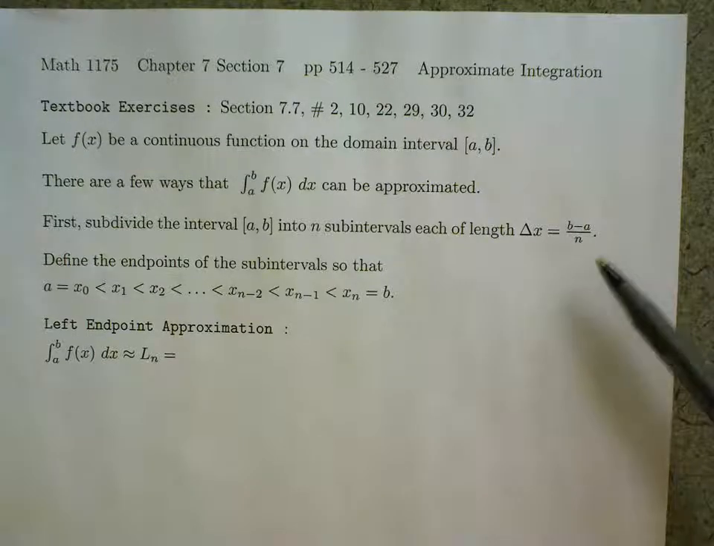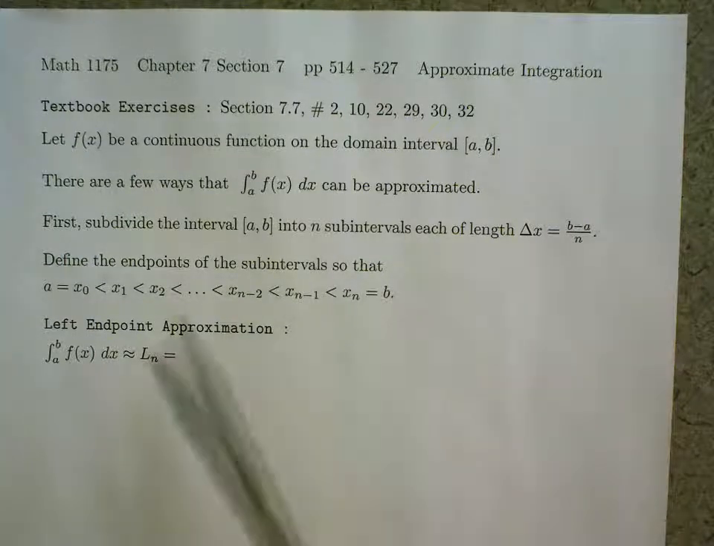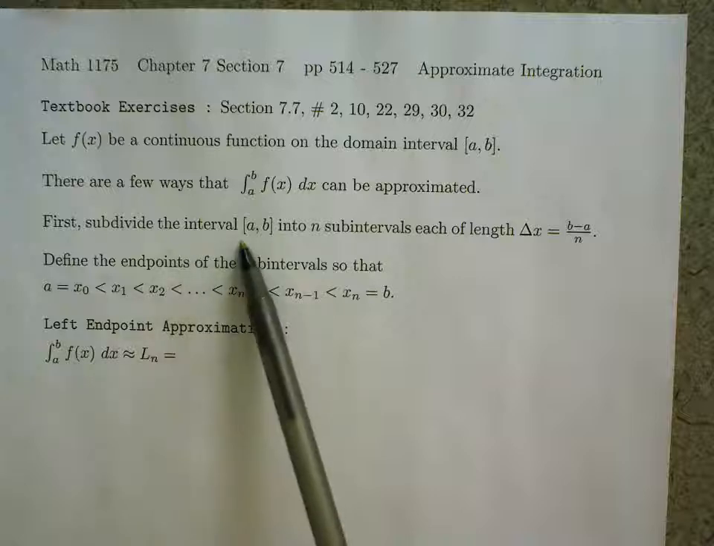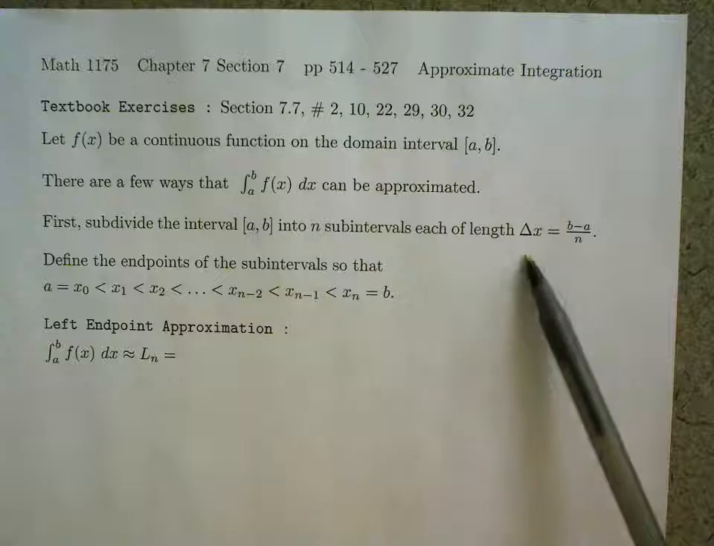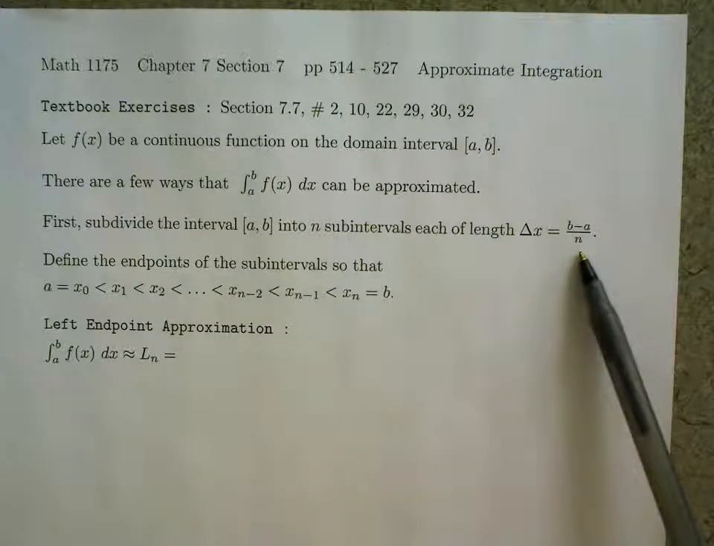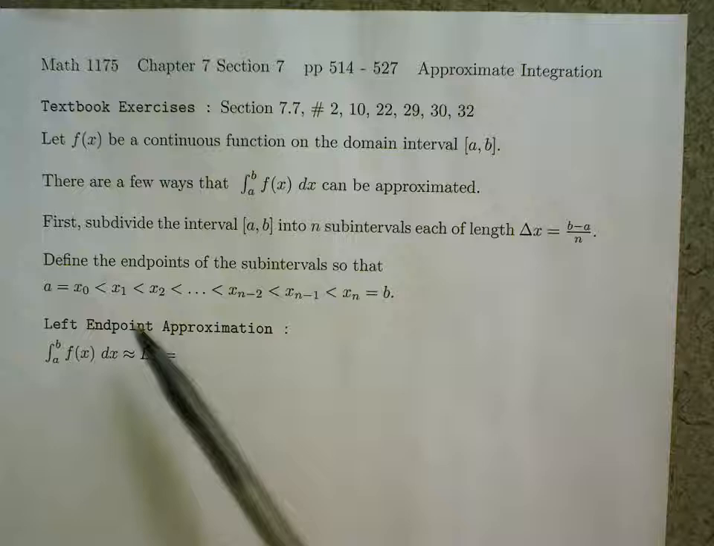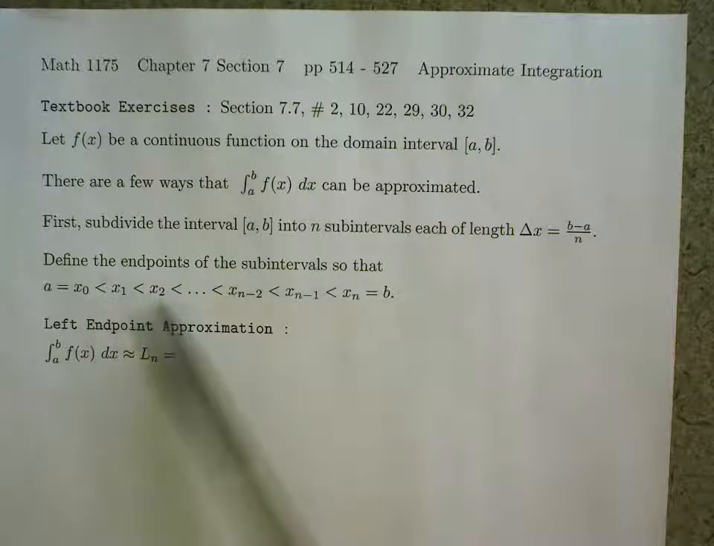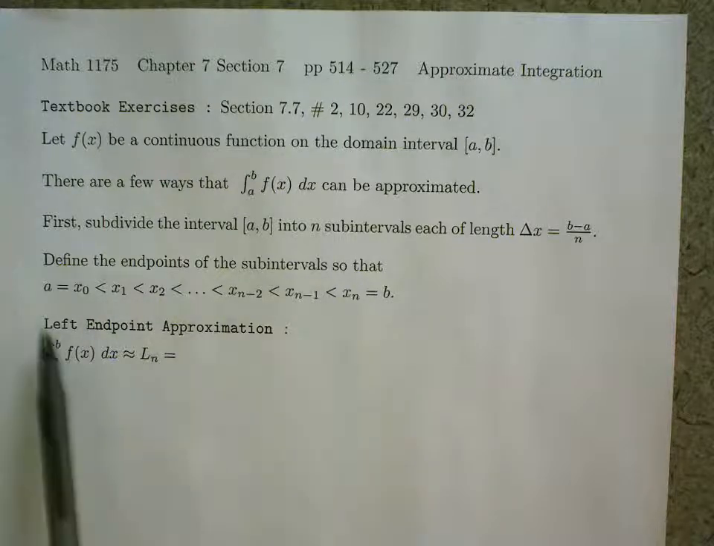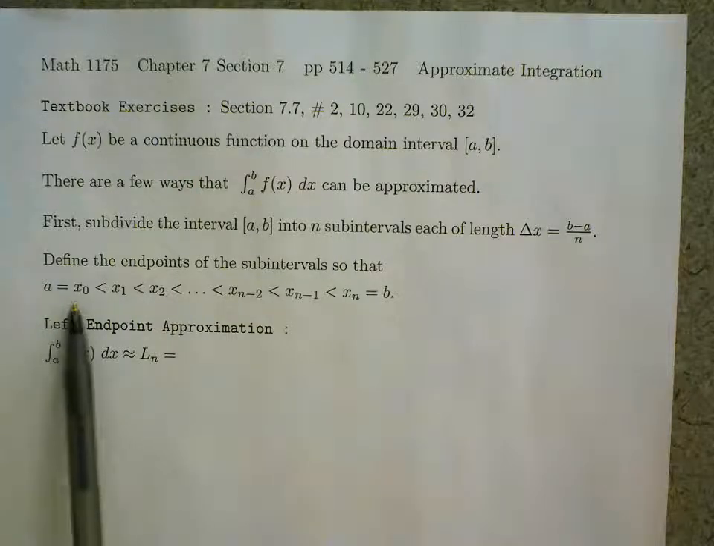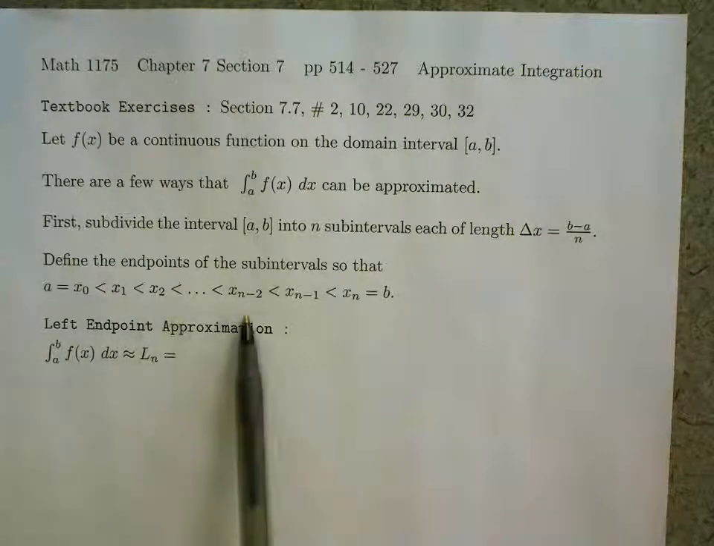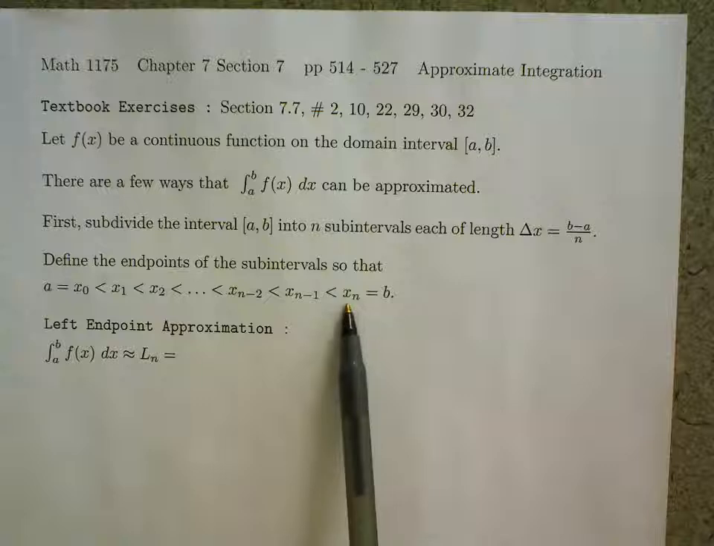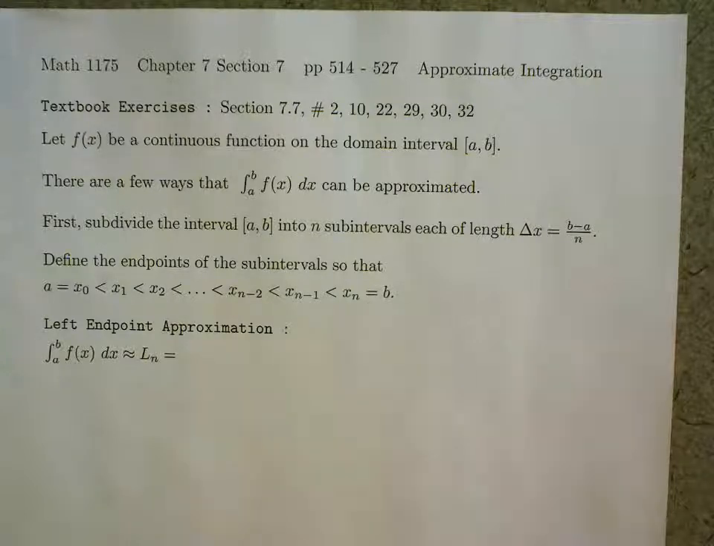In all of these cases, we're going to subdivide the interval from a to b into n subintervals, each of length delta x equals b minus a over n. And we define the endpoints of the subintervals as follows. The left endpoint a is the same as x sub 0, and then x sub 1, x sub 2, and so on. At the other end, x sub n is the same endpoint as b.